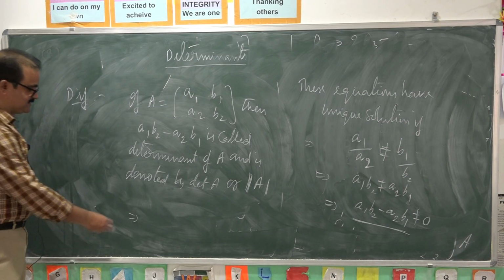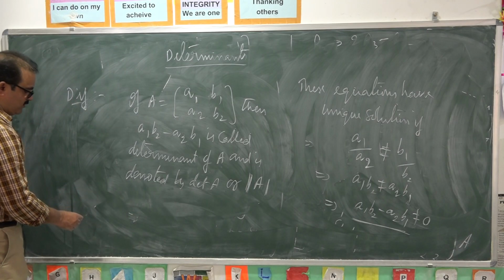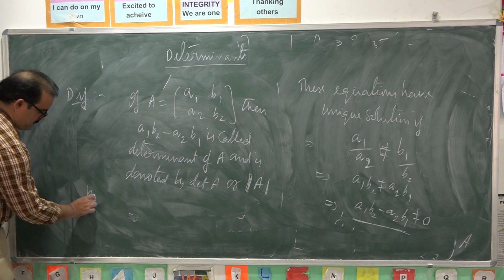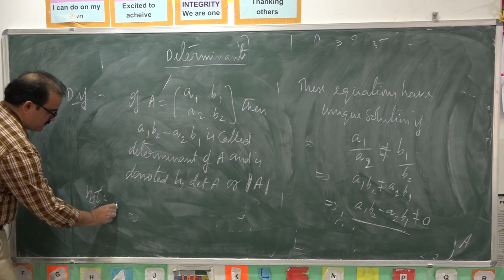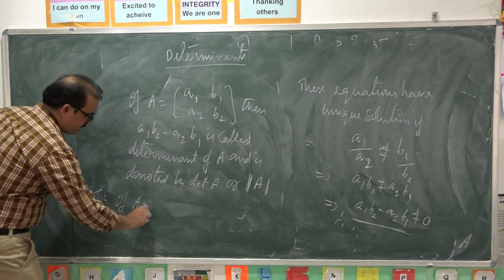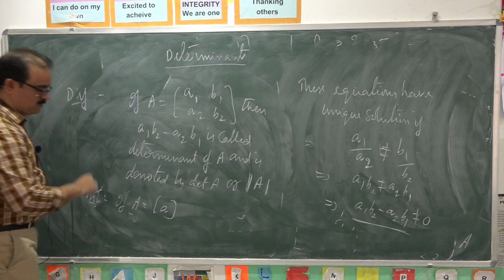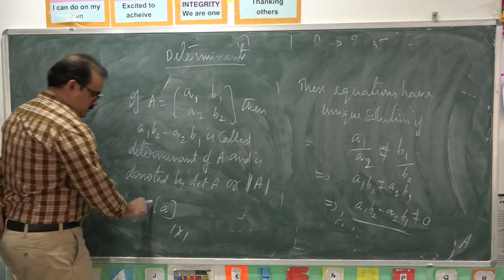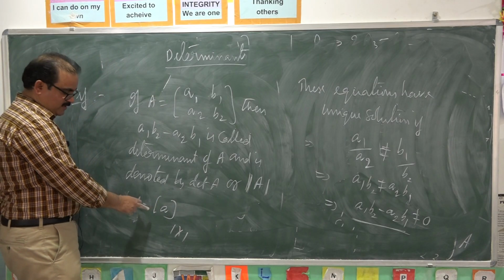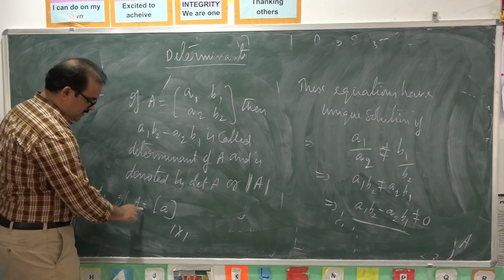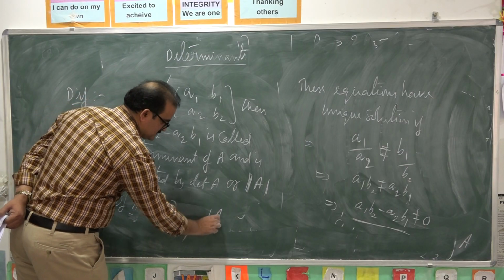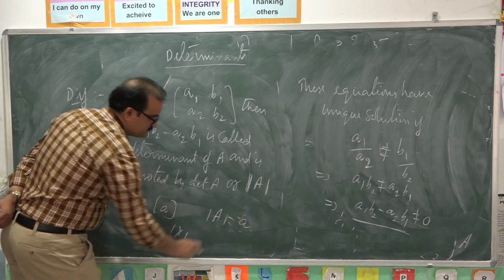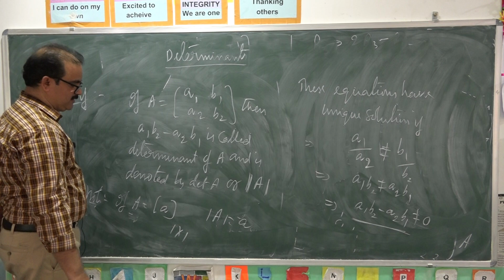Now if the matrix is of order 1 by 1, if A is equal to a matrix of order 1 by 1, to this matrix also a determinant is defined, and the determinant of this matrix is that given element only, that is A.